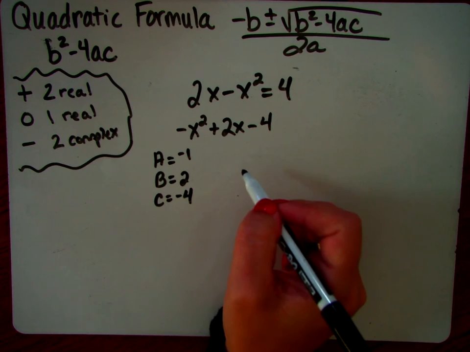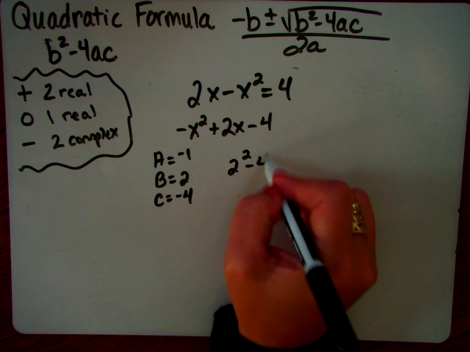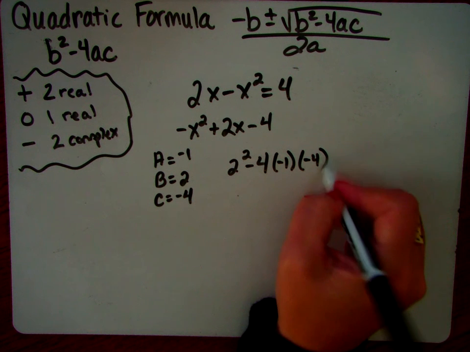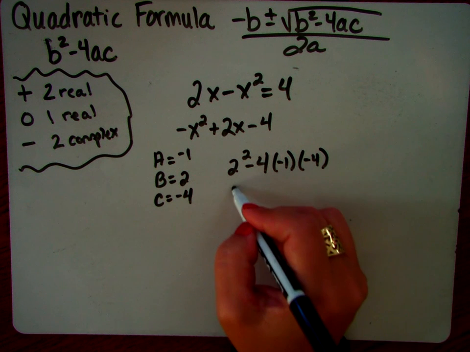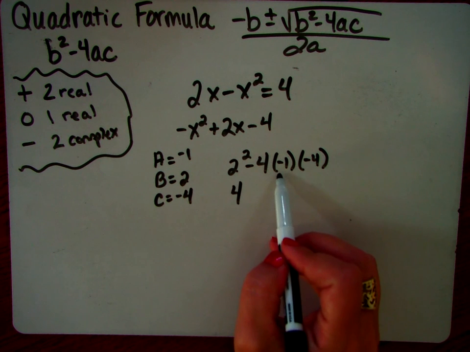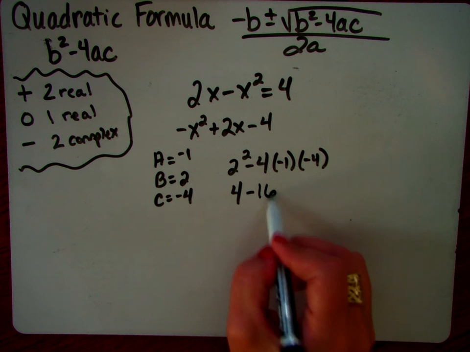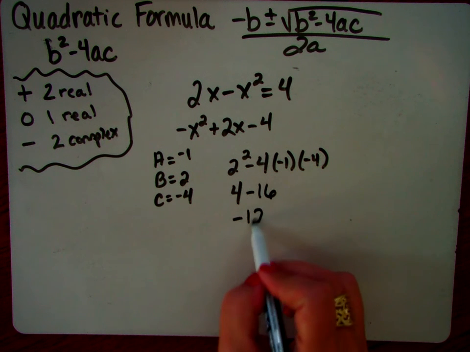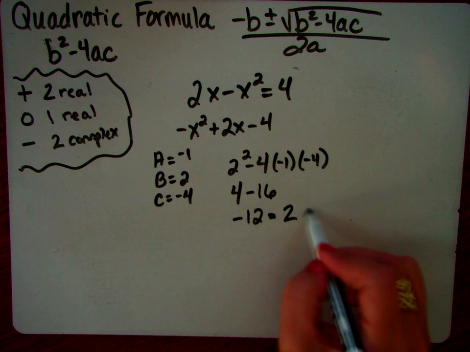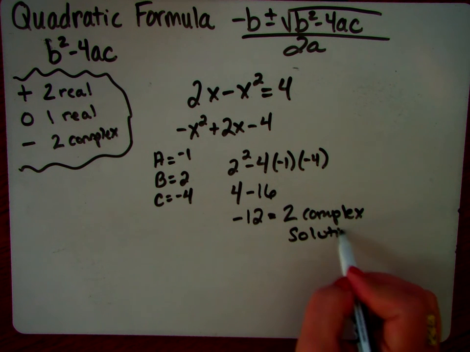Okay, so now we're going to have 2 squared minus 4 times a times c. We're going to have a 4. Negative 4 times negative 1 is positive 4. Positive 4 times negative 4 is a negative 16. This is going to give us a negative 12. Negative numbers mean that we are going to have 2 complex solutions.